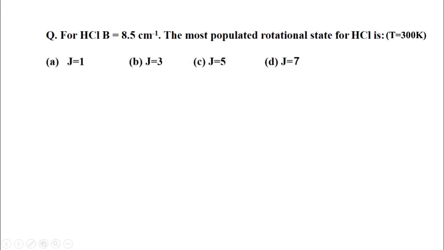Now let us look into the next question. For HCl, the value of B is given, B is 8.5 wave numbers. The question is, the most populated rotational state for HCl, and we have four options: J equals 1, J equals 3, J equals 5 and J equals 7. We know that J max, which is exactly what we need to find out here, is 0.5892 root over T by B minus half.